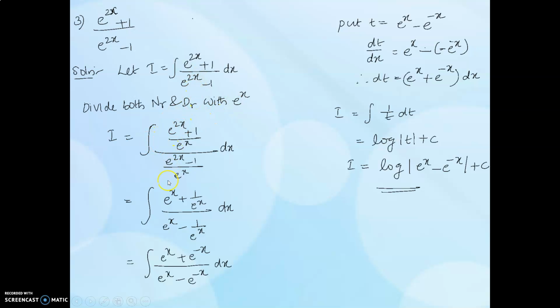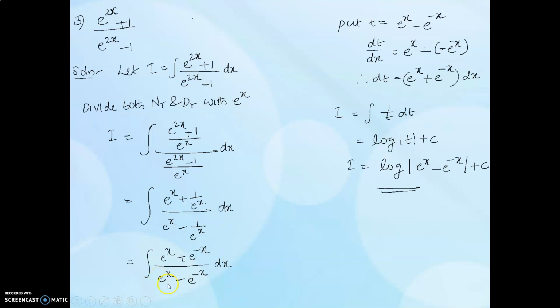So this term will become e raised to x, one of the e raised to x cancelled in the first term, plus 1 upon e raised to x as it is, and in denominator e raised to x minus 1 upon e raised to x. Now this 1 upon e raised to x can be written as integral e raised to x plus e raised to minus x upon e raised to x minus e raised to minus x dx.